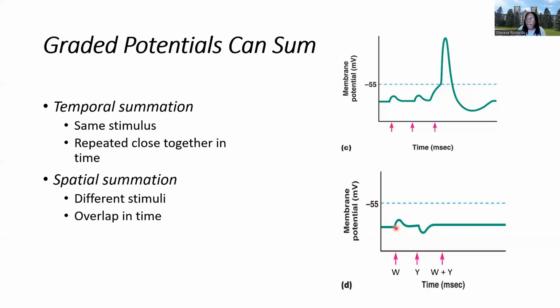So here we can see we had a depolarizing graded potential at synapse W. We had a hyperpolarizing graded potential at synapse Y. And so we would sum those together. Now, because these were happening in opposite directions, like these were both sort of balancing each other out, when we sum those together, we simply get back to rest, right? They just cancel each other out. If they were two depolarizing events, you would see something that looks more like this.